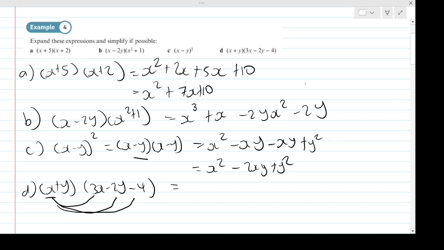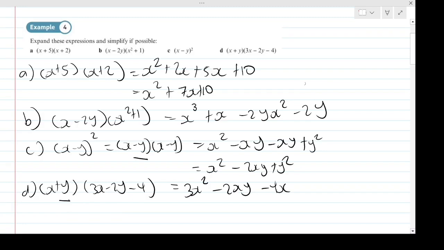So firstly, x times 3x is going to be 3x squared. Then you're going to have x times minus 2y. That's going to be minus 2xy. Then you're going to have x times minus 4. That'd be minus 4 lots of x. Okay, cool. And then I'm going to do the exact same with the y.